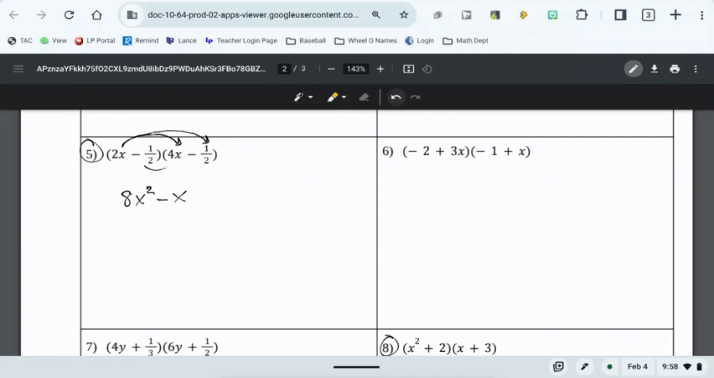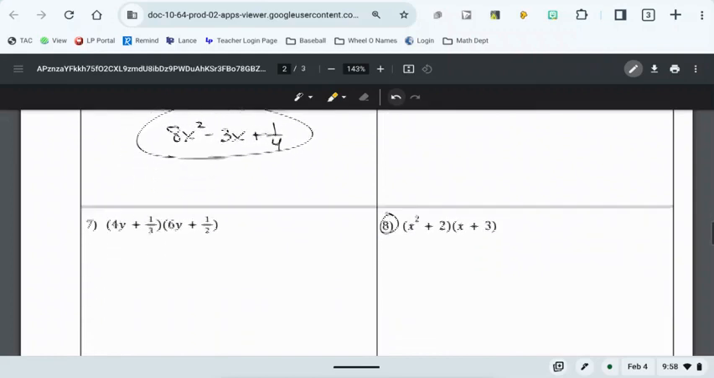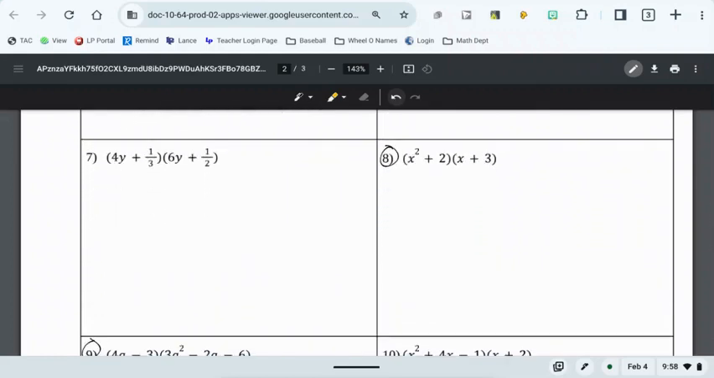Then we do second term times first term. Negative 1/2 times 4x gives us a negative 2x. And then negative times negative gives us a positive. 1/2 times 1/2 is 1/4. Combine like terms. 8x squared minus 3x plus 1/4. Okay. I think we're actually 2 more examples we're going to look at together.